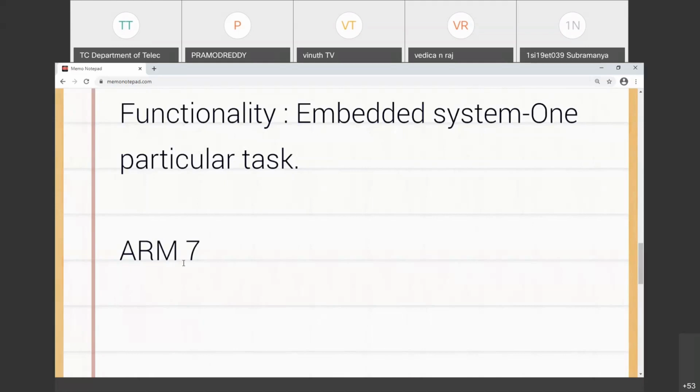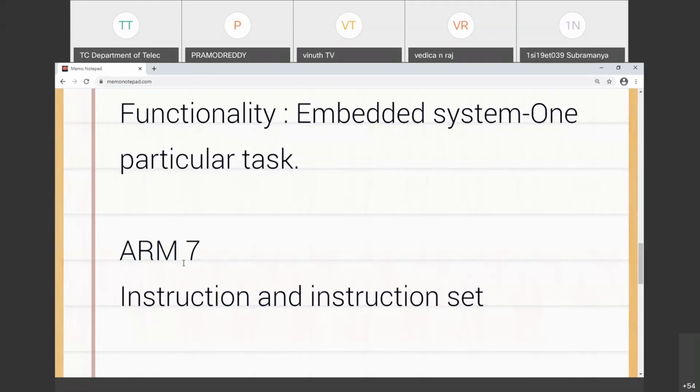ARM7, when I say, it's a microcontroller, a 32-bit RISC architecture microcontroller, as Subramania said. It's a very simple idea. Now you can observe this, what I wanted to know: what is an instruction and the instruction set available in ARM7. When I say any microcontroller, it must have a collection of instructions. If it has a collection of instructions, it is called an instruction set. Then I should know what is an instruction.